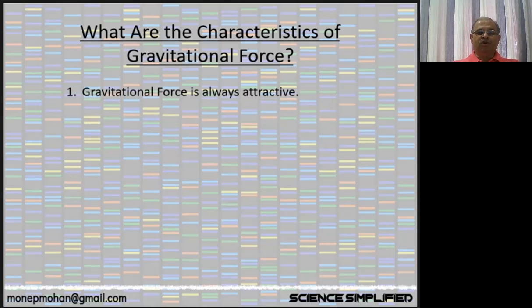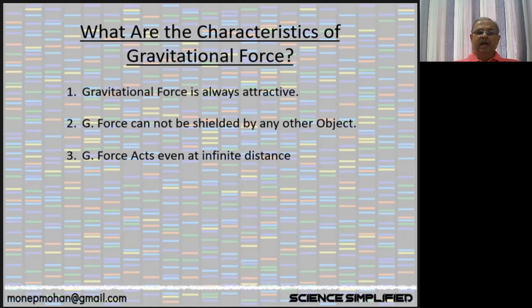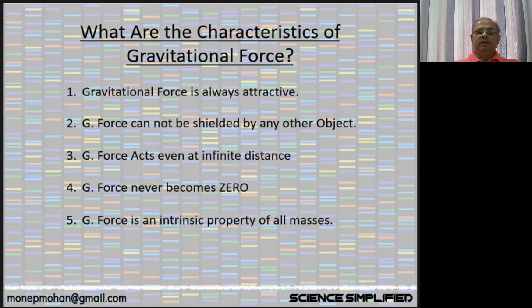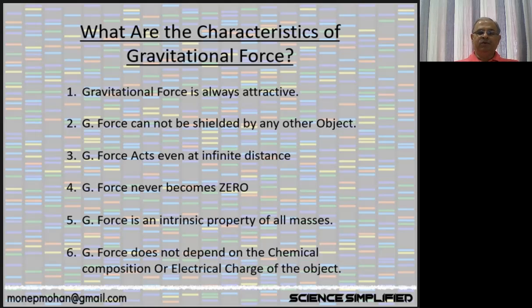The gravitational force is always attractive. Gravitational force cannot be shielded by any other object. Gravitational force acts even at infinite distance. Gravitational force never becomes zero. Gravitational force is an intrinsic property of all masses, and it does not depend on the chemical composition or electrical charge of the object.